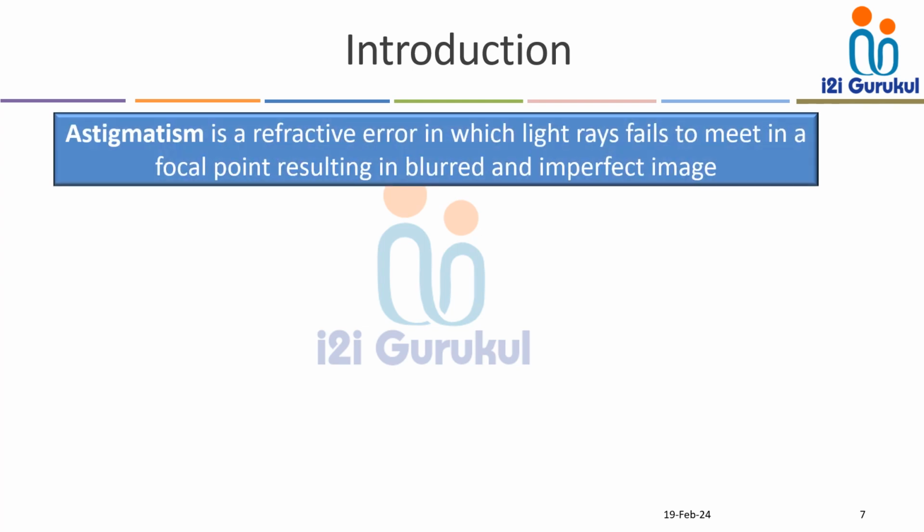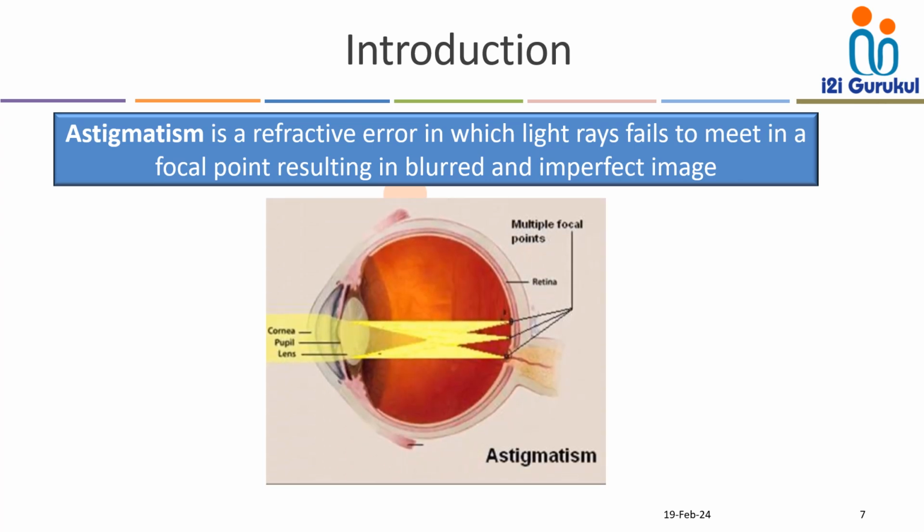Astigmatism is a refractive error in which the rays of light fail to meet in a focal point, resulting in blurred and imperfect images. In the astigmatic eye, the light converges at multiple points. Here you can see when parallel rays of light come from infinity, they are not focused on the retina. You have multiple focal points here. This condition is astigmatism, when the accommodation is at rest.